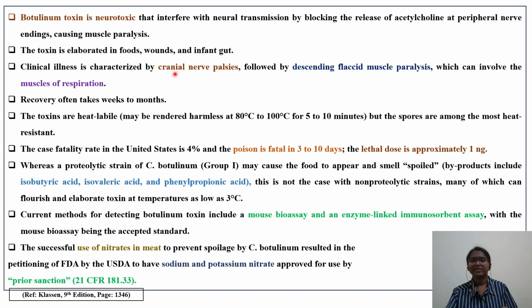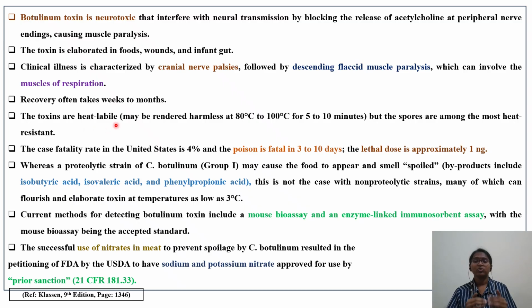Clinical illness is characterized by cranial nerve palsy followed by descending flaccid muscle paralysis, which can involve muscles of respiration. Okay, that is why artificial respiration needs to be given in such cases. Recovery often takes weeks to months. Toxins are heat labile. This is again very important.